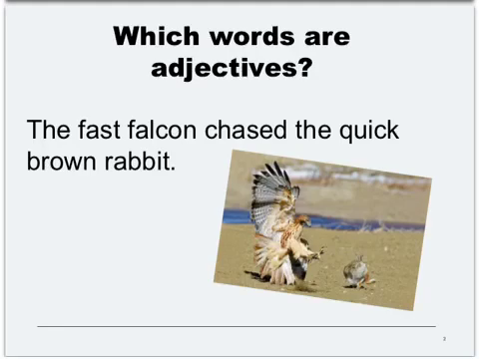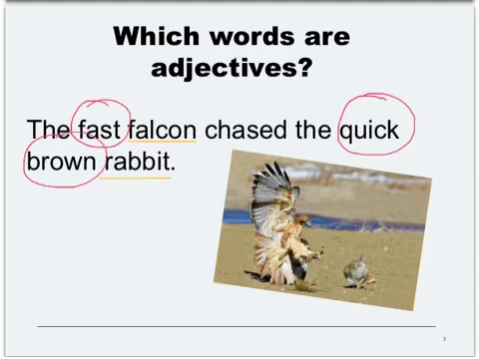The two nouns in this sentence are falcon and rabbit. Now, the adjective that tells us more about the falcon is fast. And the two adjectives that tell us more about the rabbit are quick and brown.